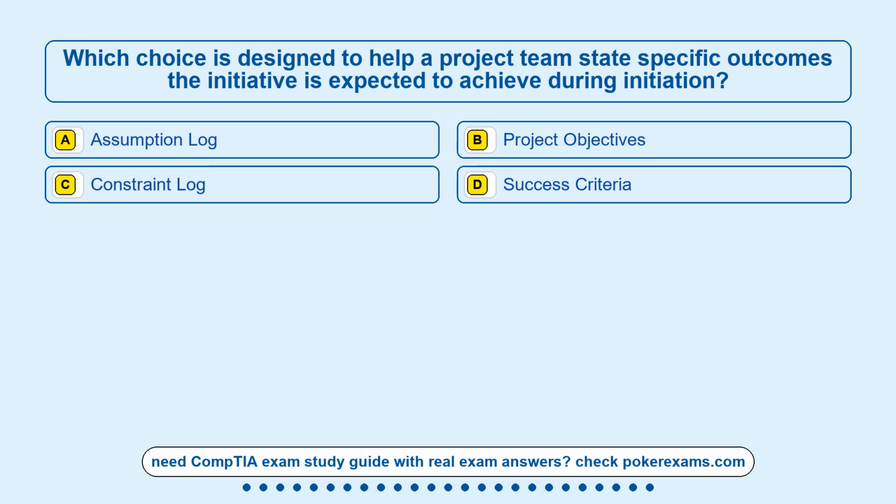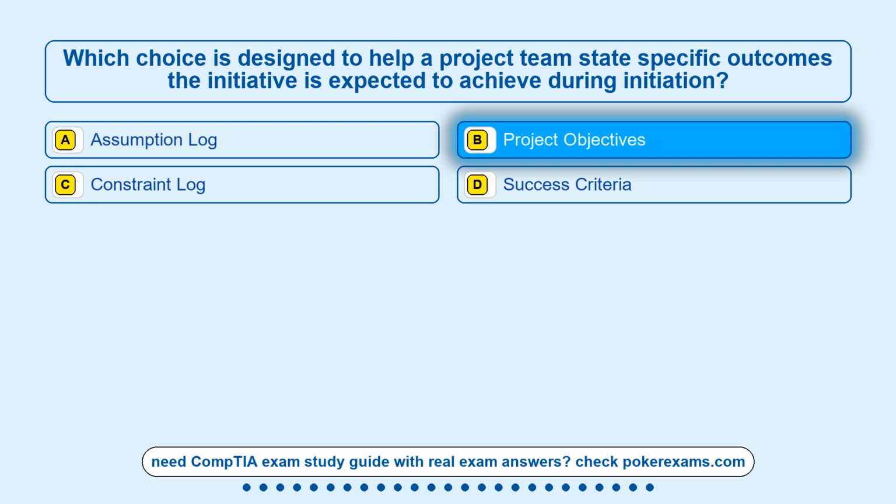Question 16. Which choice is designed to help a project team state specific outcomes the initiative is expected to achieve during initiation? Option A, assumption log. Option B, project objectives. Option C, constraint log. Option D, success criteria. The correct answer is option B, project objectives.